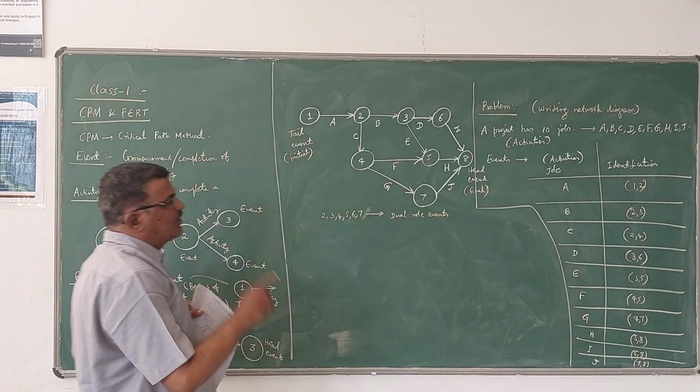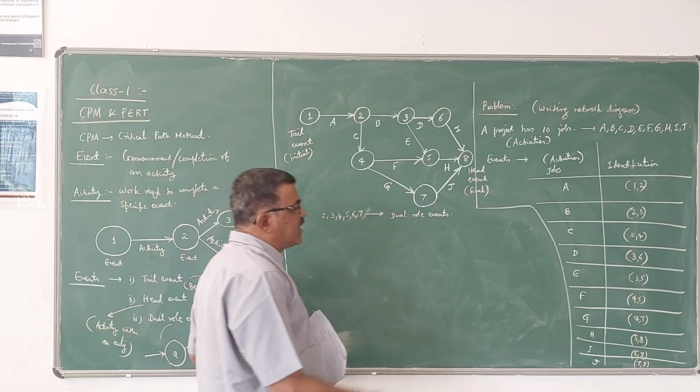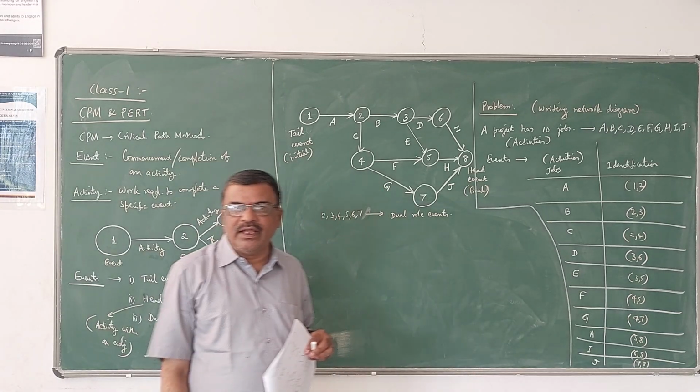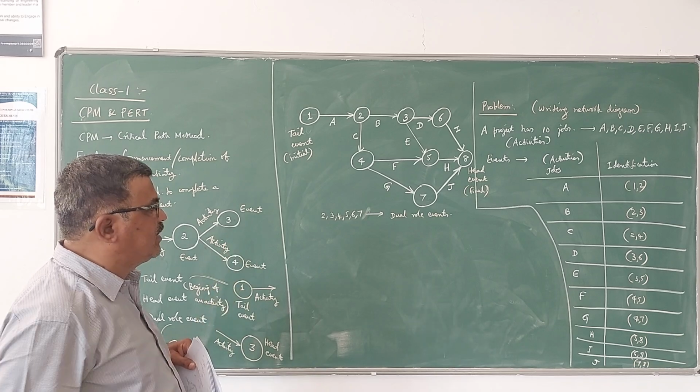So this is how we can write a network diagram given the activities and the events. So next class I will take up one more example of this.